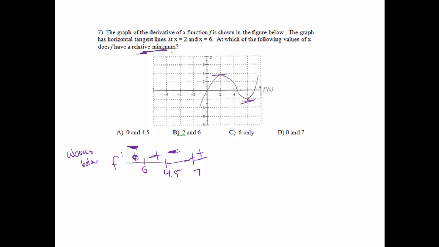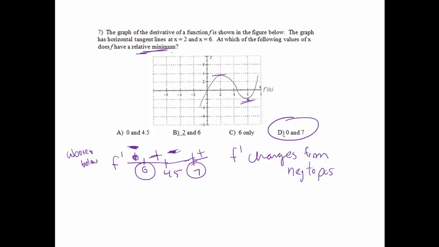All right, and so if they're asking for relative minimums, they occur where f prime changes from negative to positive. So if I'm looking for where f prime changes from negative to positive, that would be at 0, and that would be at 7. So you'll notice my choice would be D.